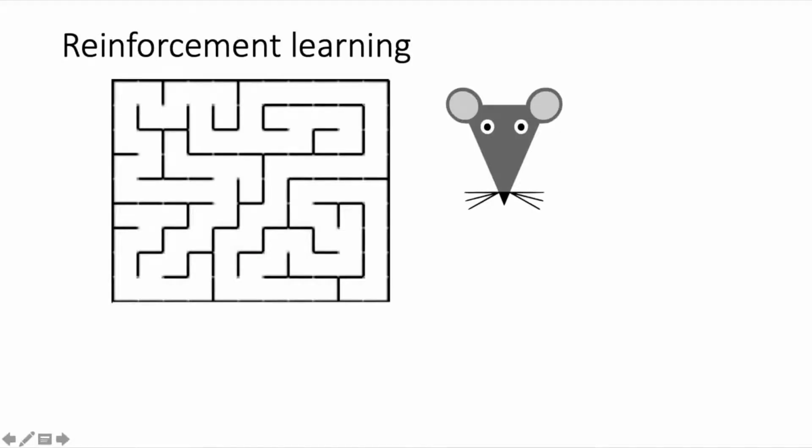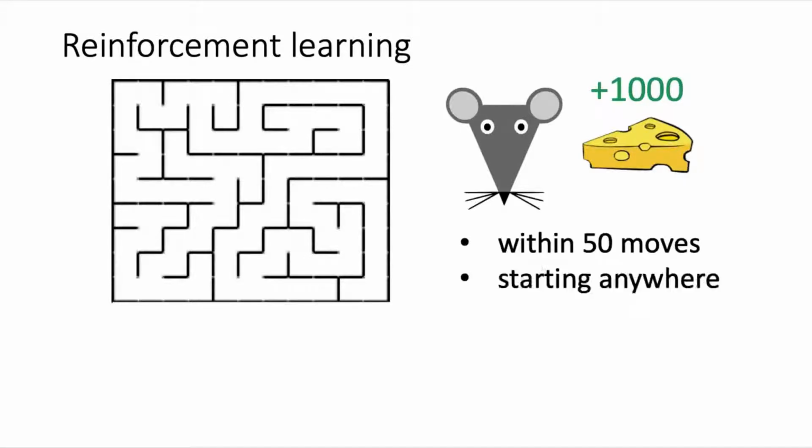Let's look at how we might set up a simple reinforcement learning problem with the example of a mouse in a maze. Here, the goal is that we want our agent, the mouse, to get to the cheese that will be worth 1,000 points. We want the mouse to be able to get to the cheese within 50 moves, no matter what its starting position in the maze.